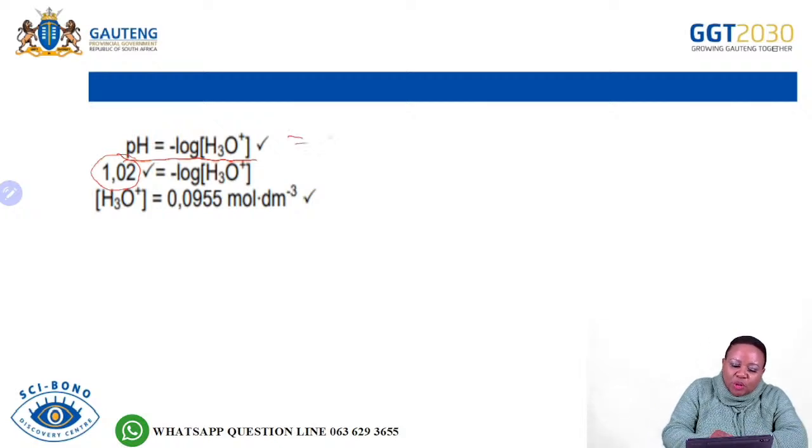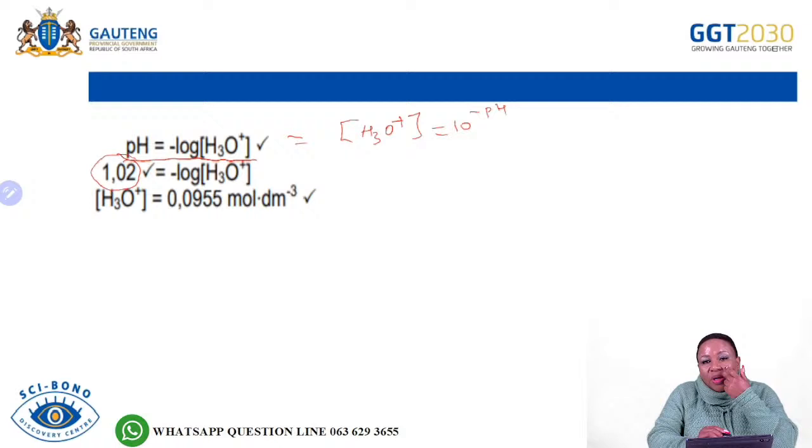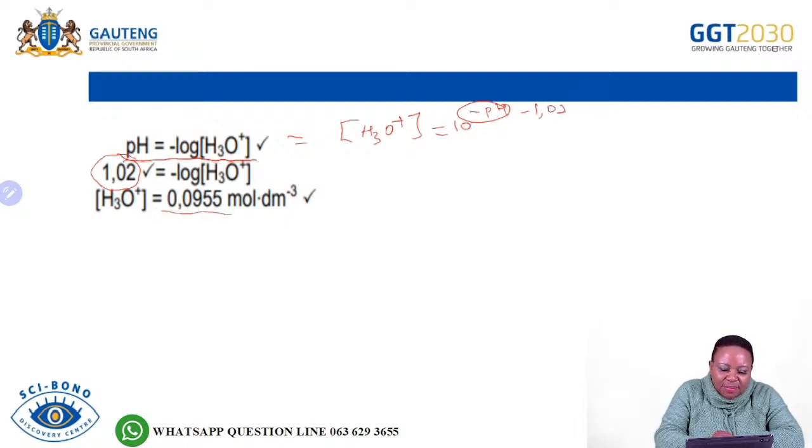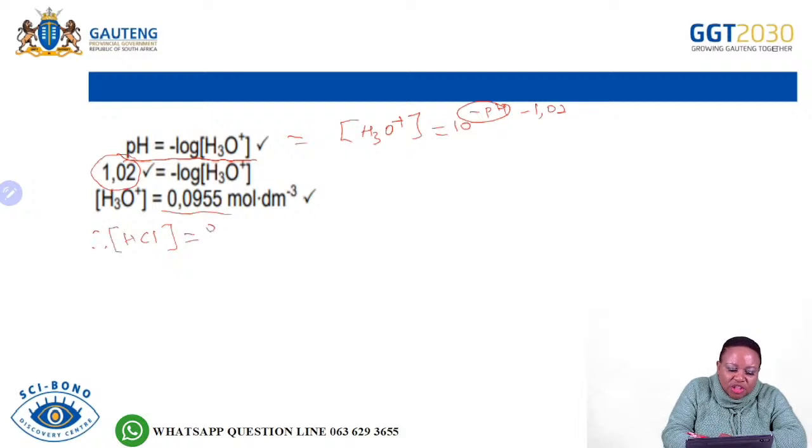But we also know that we can use the formula that says the concentration of H3O plus, which was the formula that I was always preaching as I was giving you this, equals 10 to the exponent minus pH. When you substitute the pH, it is going to be minus 1,02, and you're going to still get the same answer of 0,0955 mole per decimeter cube, which is the concentration of HCl. Therefore, our concentration of HCl is 0,0955 moles per decimeter cube.